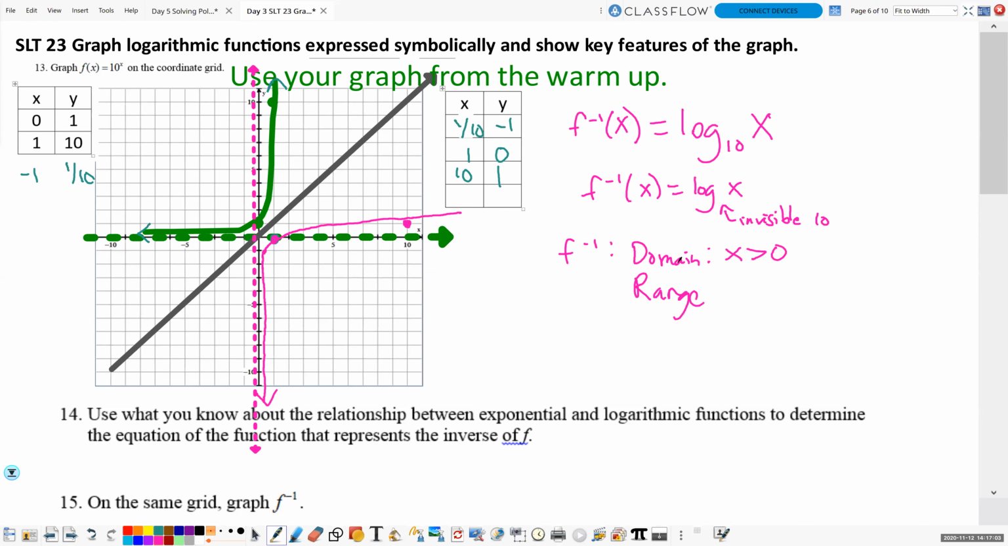Joss, what about the range? Oh, wait, she's somewhere today. She sent me an email. Elijah, what's the range? All real numbers. Bam, all real numbers.